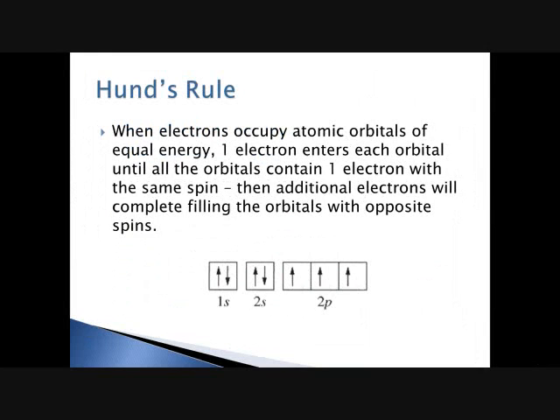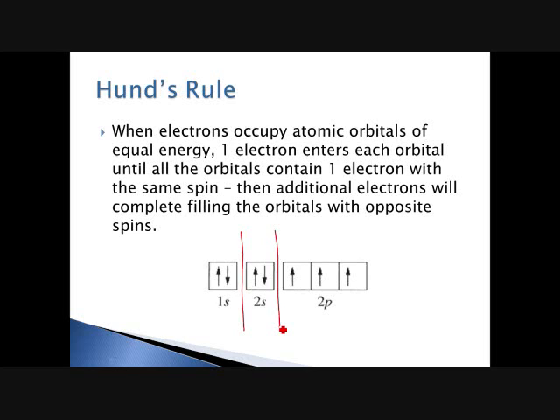The other rule is Hund's rule. So when we're filling up our orbitals, we have to fill each section first. So we have to fill the 1s orbital before we can move on. We have to fill the 2s orbital before we can move on. The 2p is weird because it has 3 boxes or 3 lines, because p's can hold 6 electrons.